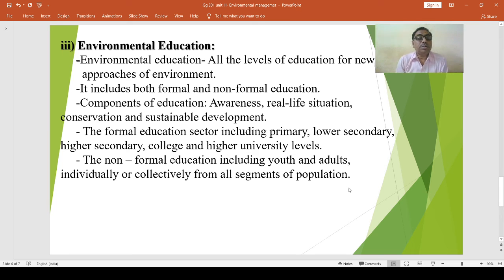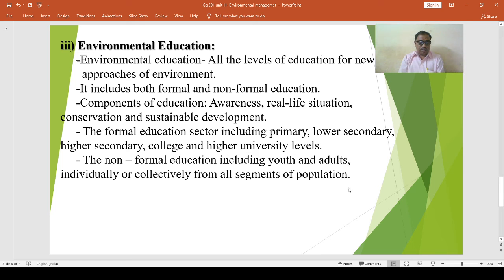Next point is environmental education. The UNESCO and the UNDP launched the International Program in Environmental Education in January 1975. In 1980, the Tiwari Committee gave guidelines and the country has accepted the need for environmental education.